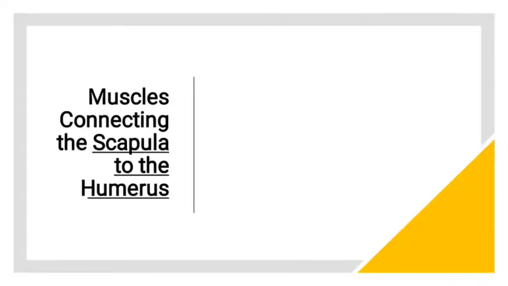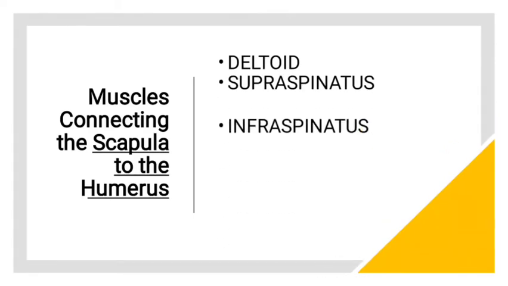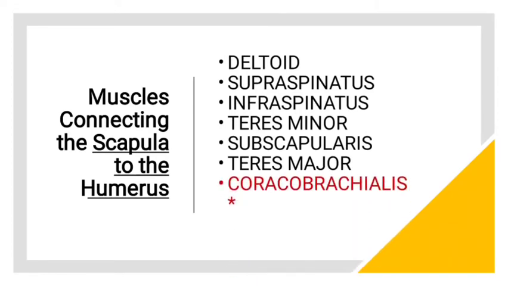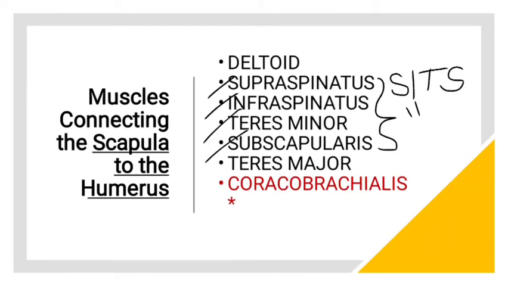For our next set of muscles, we have muscles connecting the scapula to the humerus. You have your deltoid, supraspinatus, infraspinatus, teres minor, subscapularis, and teres major muscle, and sometimes included is your coracobrachialis muscle. For the muscles on this list, there's another collective term for some of them. Specifically, your supraspinatus, infraspinatus, teres minor, and subscapularis muscles are called the SITS muscles, standing for the first letter of each of their names, or what's better known and famously known as your rotator cuff muscles.